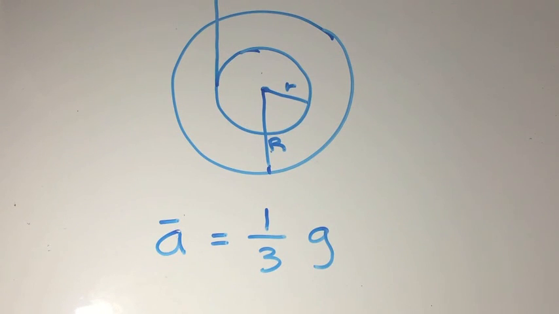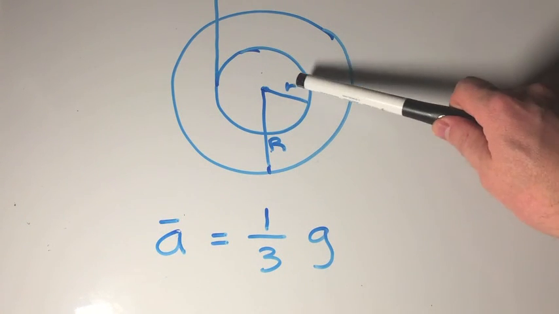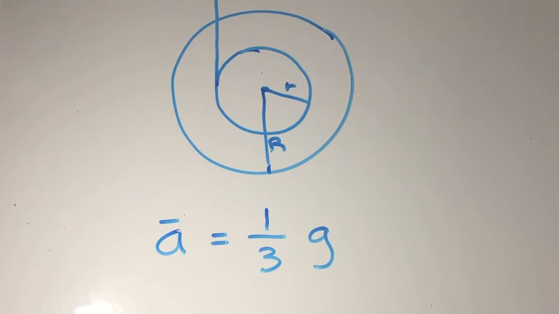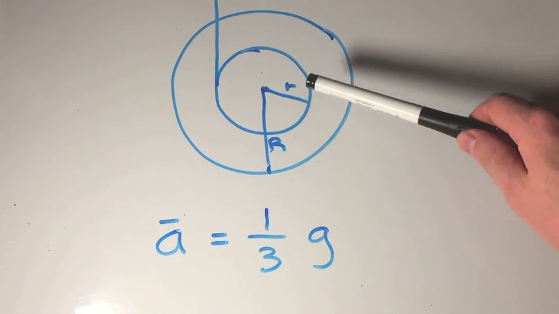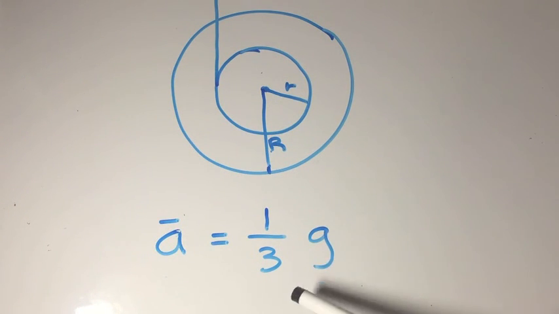So something significant to conclude from this video is that the acceleration is not dependent on the mass. It's dependent on little r and big R. And depending on those numbers, this coefficient will change.